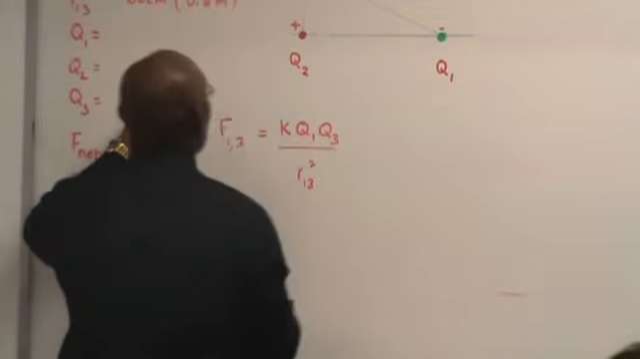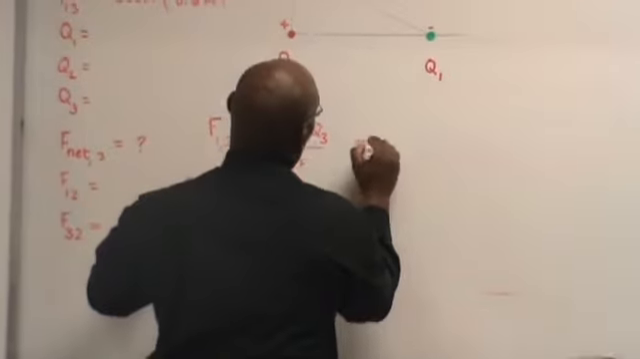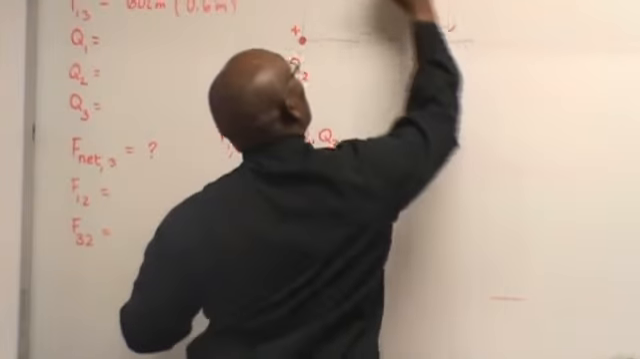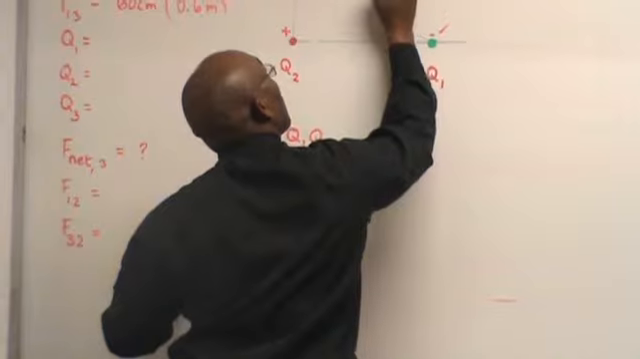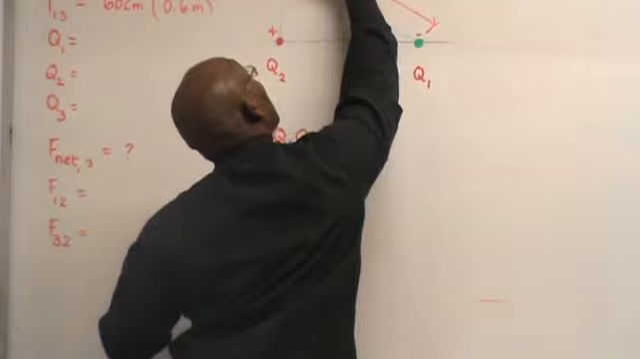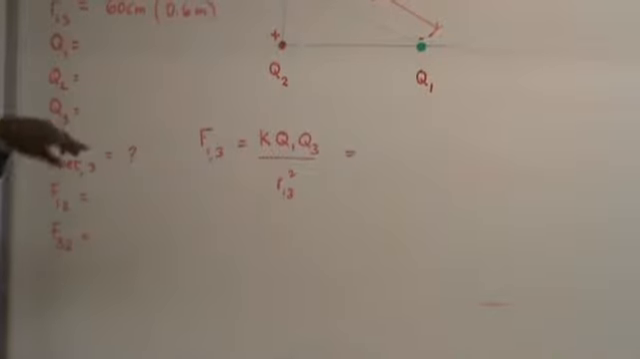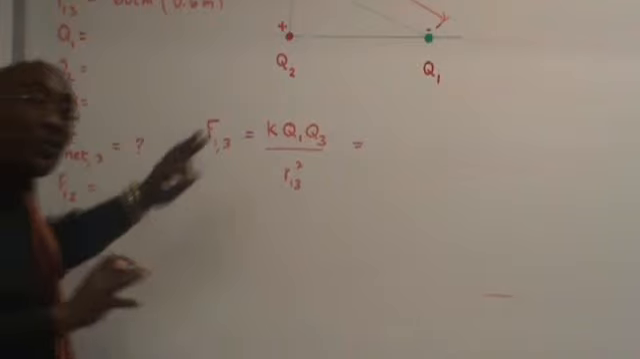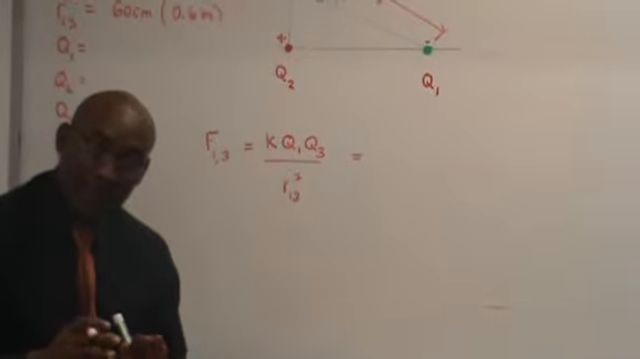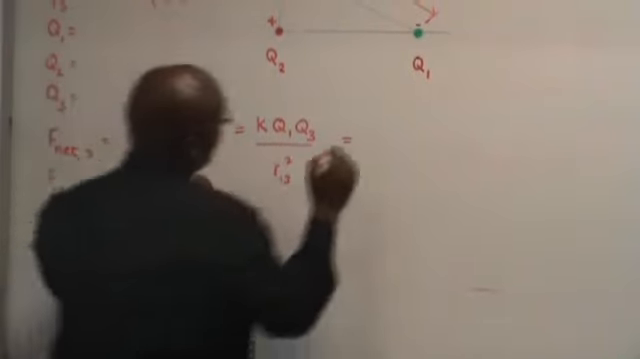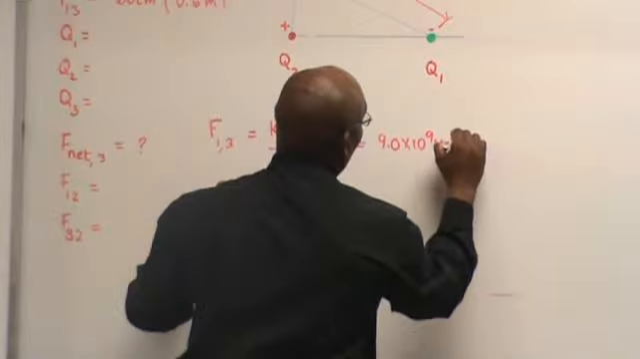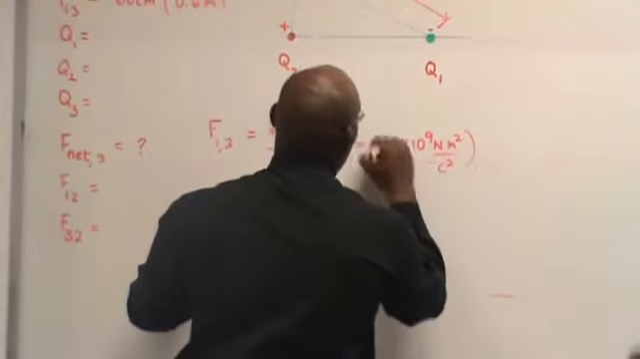Let me not put a parenthesis. Okay? So let's do that. Now if you want, you can just put it in there like that. That's your R13. That's the distance between those two charges. Nothing has changed. Don't be confused by the diagram. Be disciplined. Okay? 9.0 times 10 to the 9 newton meter squared over coulomb squared.